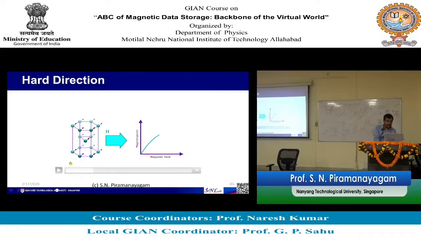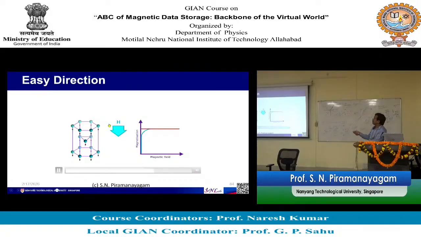Wait, let us go here. So, in the easy direction, all the magnetization is pointing towards your magnetic field, and once you remove the magnetic field, they are still pointing in the same direction. So, this is the direction in which you applied magnetic field, and they are pointing in the same direction. Okay. So, they have a large remanence.